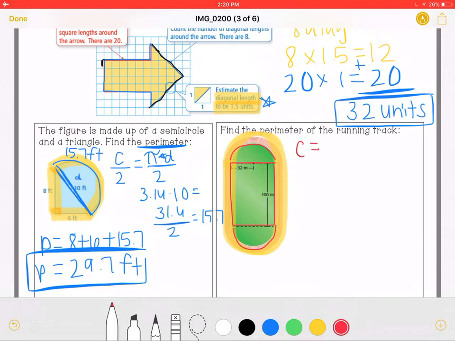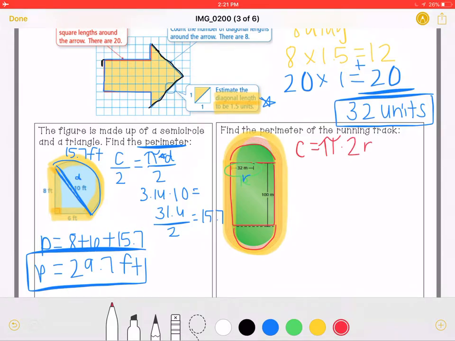Now, they tell us this center point here, right? That's the center of the circle. They go from there to the outer edge, that 32 meters. That's our radius. Maybe I shouldn't use green. That's our radius. So when we're finding circumference, I want to use the equation that has radius in it. So I'm going to do my circumference equals pi times twice the radius.